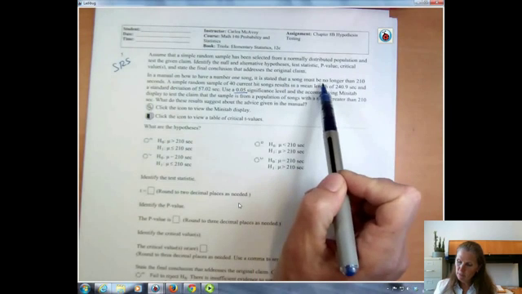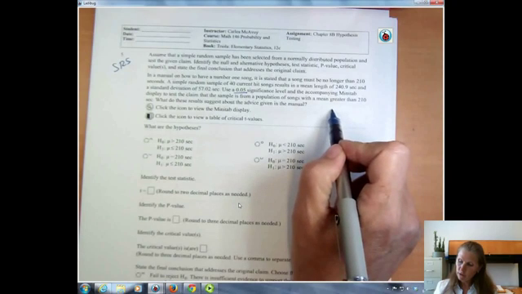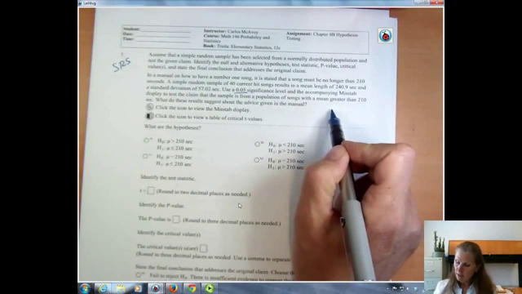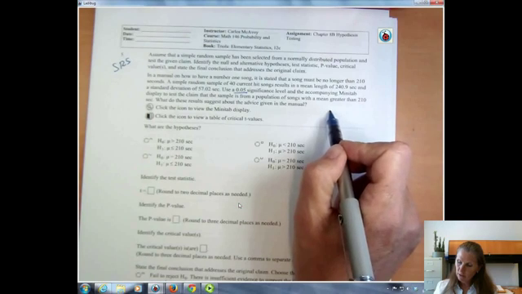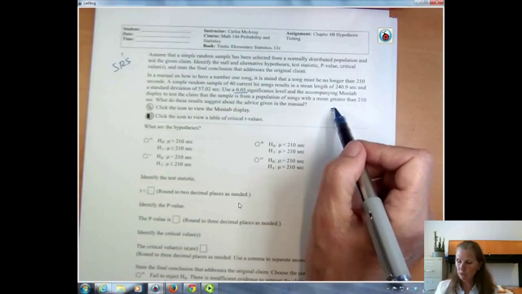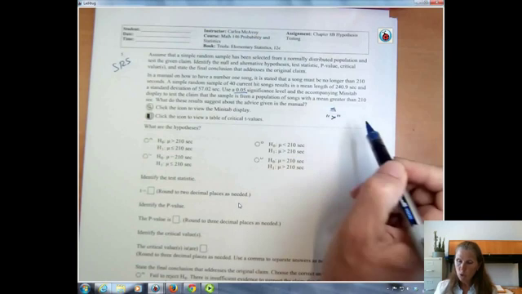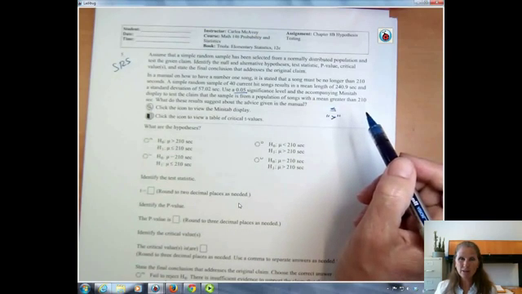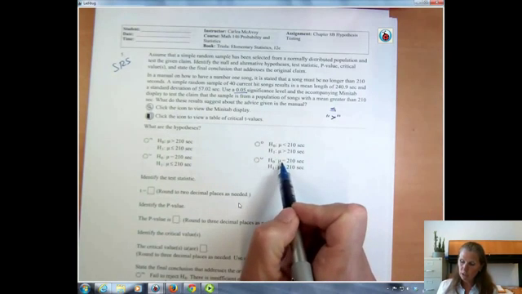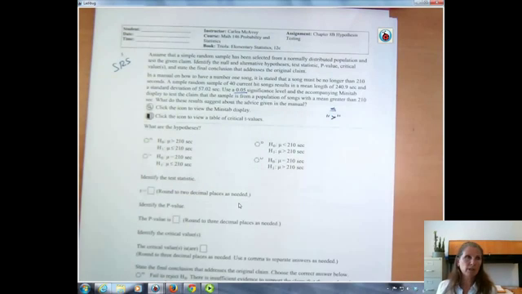It's stated that a song must be no longer than 210. So in my mind, what they're saying is it could be less than or equal to. It can't be any longer than that, but it could be less than that, or it could be exactly equal to that. So when we go to write the alternative hypothesis, we want to talk about that, okay? Because we're using equal, but what we should really be using is less than or equal to, because that's what they actually stated.